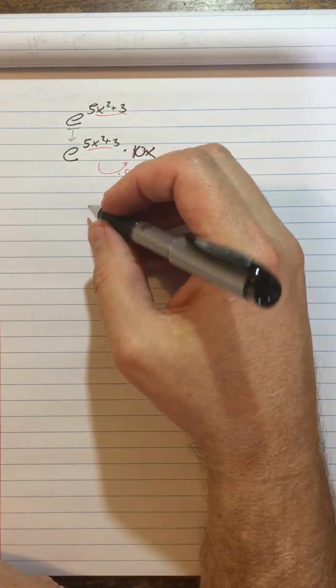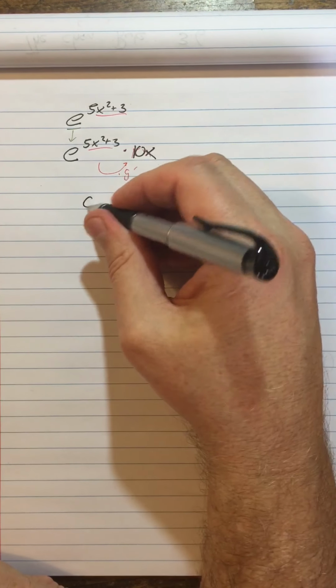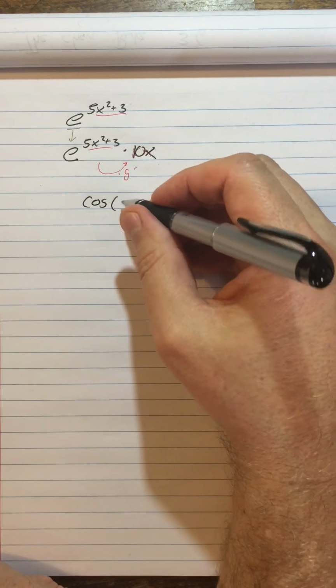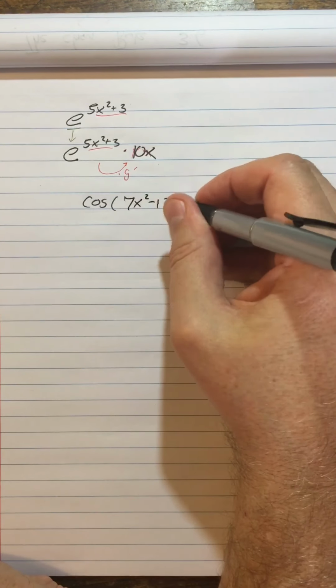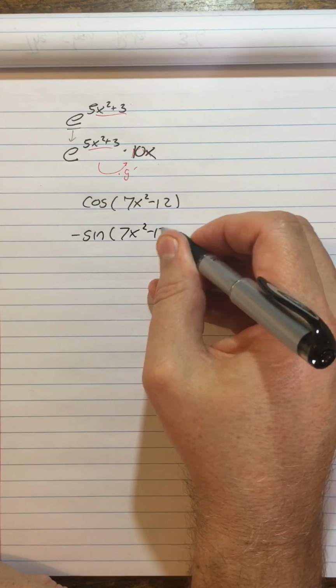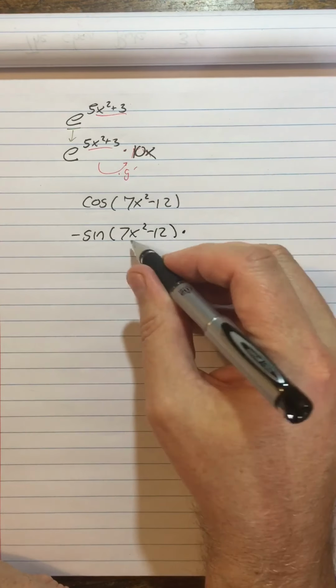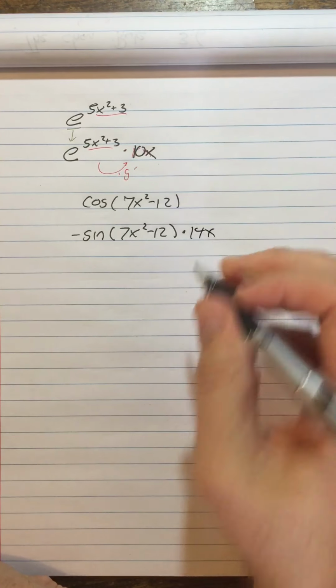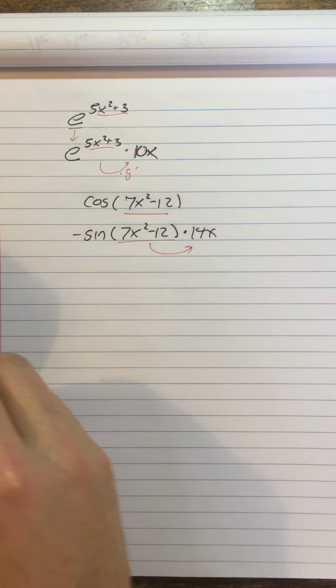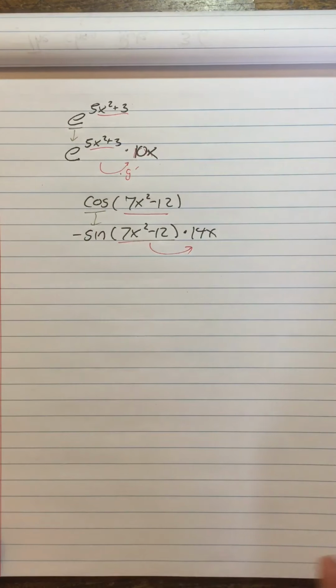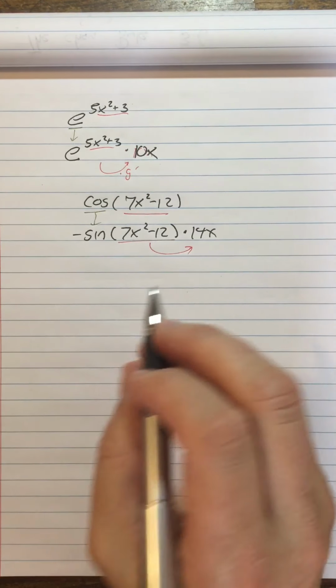What if I had cosine of 7x squared minus 12? Derivative of the outside, negative sine. Keep the inside the same on the first step. Then multiply times the derivative of the inside. And that's it. A lot of times these won't simplify very well, right? So we did the derivative of the outside, kept the inside the same, and multiplied by the derivative of the inside function.